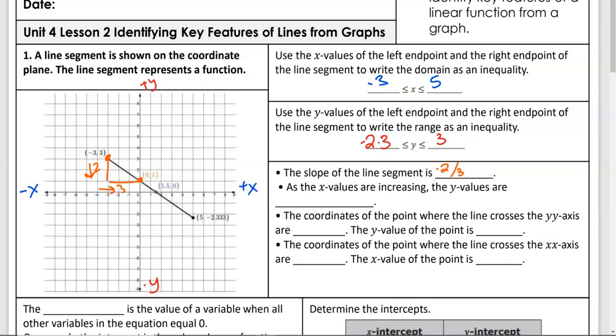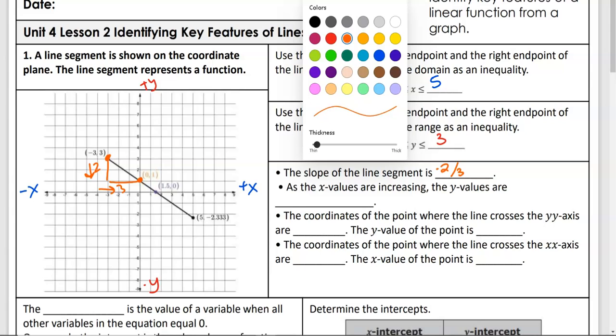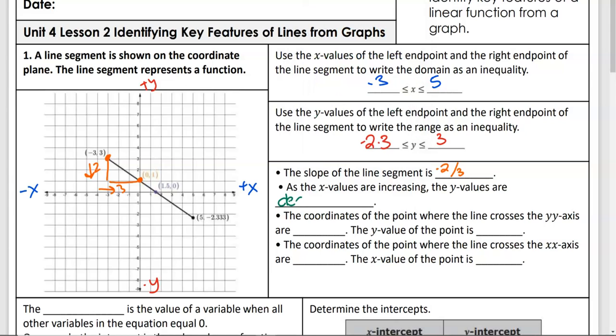All right, next key feature, we're going to look at how the graph is moving. As I move from left to right, as the x values increase, as we move over to that positive x, what are the y's doing? Are they going up or are they going down? They are going down, so how do I say that in math? As the x values increase, the y values are decreasing. So as we move over to the right, my y values are falling down.